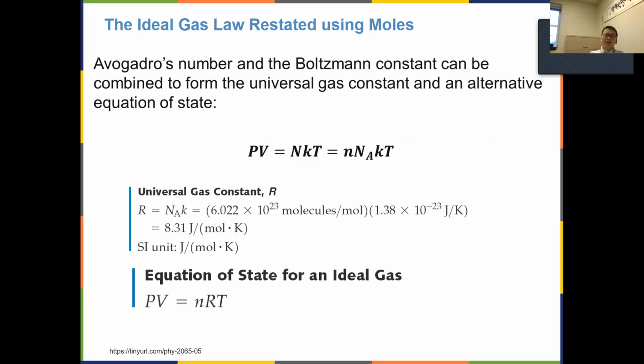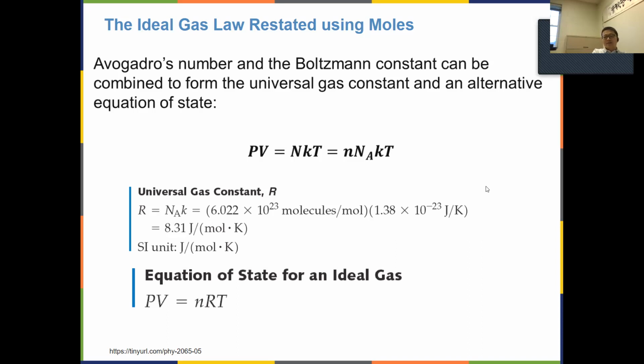And in chemistry, we use Avogadro's number. In that case, capital N now equals small n, the number of moles, times Avogadro's number N sub A, times k times T. So n times N sub A times k will be another constant called the universal gas constant R. It is the combination of 6.022 times 10 to the 23 and 1.38 times 10 to the minus 23. These two multiplied give 8.31 joules per mole Kelvin.